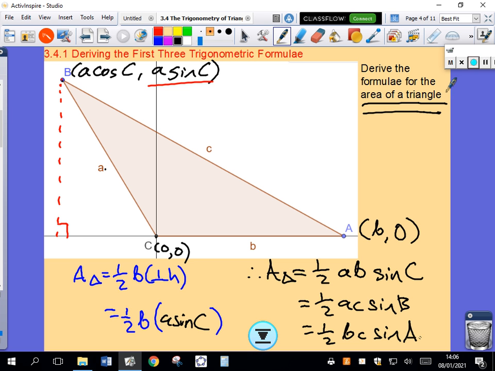You have to be able to derive the formula for the area of a triangle. How do I do it? Well, I place my triangle with one of the vertices at the origin. I label my vertices A, B and C, and label my sides a, b and c. Deduce that one vertex has coordinates b comma 0. Deduce that the other has coordinates a cosine C comma a sine C. It's in polar form. And then just use your old primary school area of a triangle formula: half base times the perpendicular height.